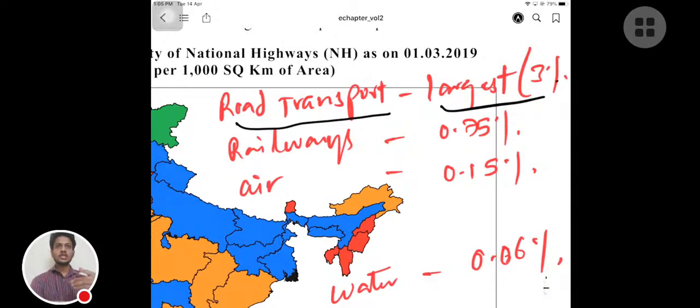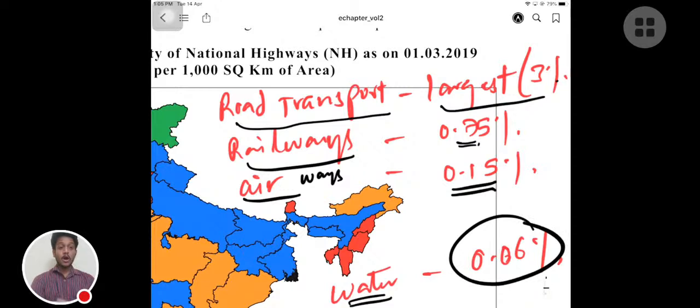So road transport is higher in this country, not only in terms of its density but also in terms of its growth. Whereas the railways is 0.75%. Are you getting the point? And then the airways is 0.15%. Whereas water transport is just 0.06%, despite having 350 plus rivers in this country. Shame on the part of the Indian government.